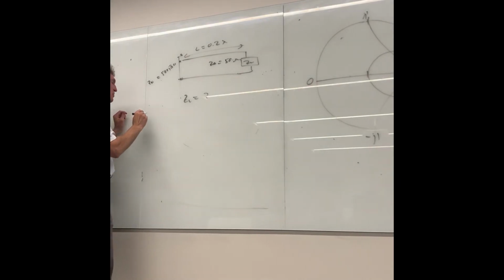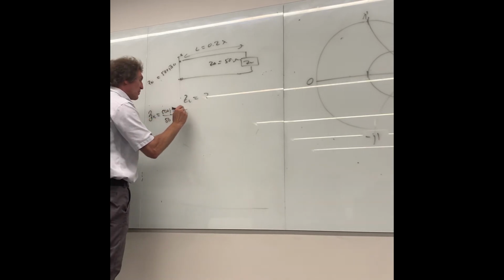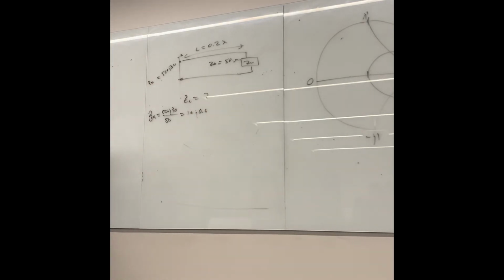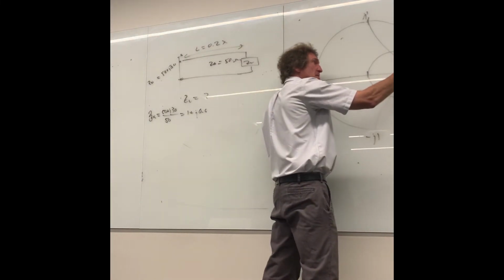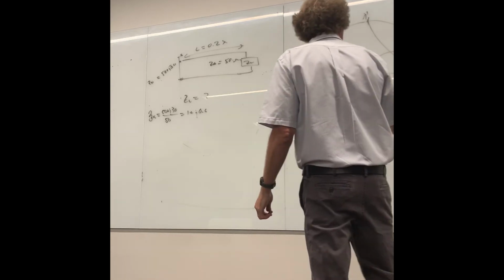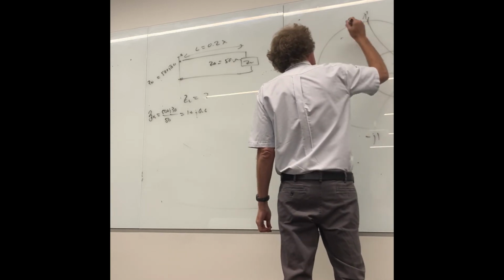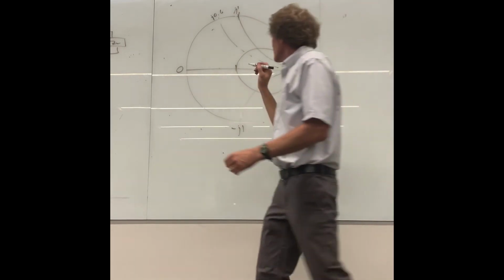So now, what is the normalized value of Zn? That would be 50 plus J30 over 50. So it's going to be 1 plus J0.6, right? Is that right? So locate that point. So 1 is here, that's this circle. And J0.6 is about here, maybe further out a little bit, but this is J0.6. Can you all see that? And locate that point right here.